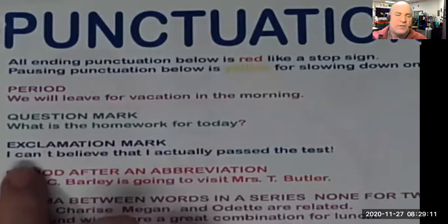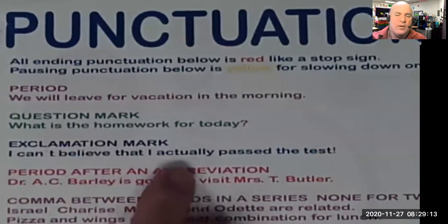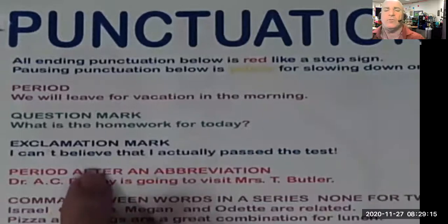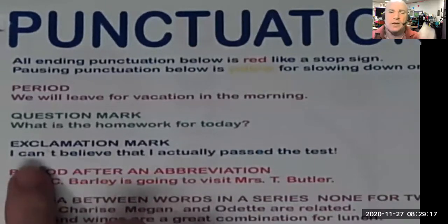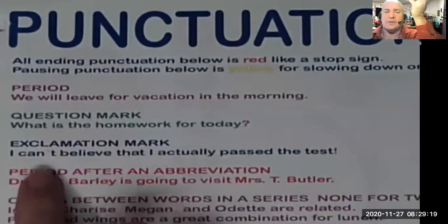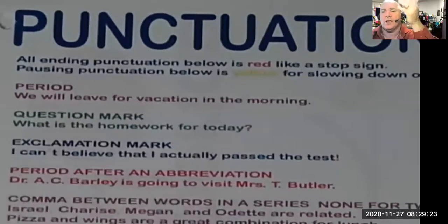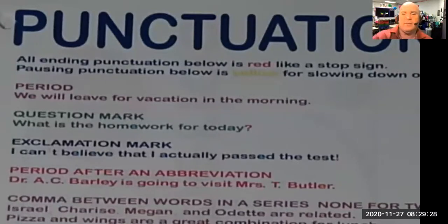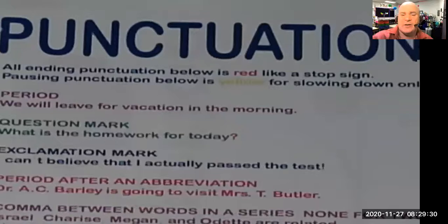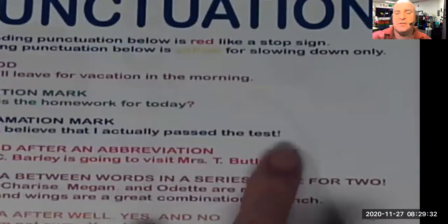So the last one we're going to practice today is emotionally involved. So I'm going to grab my heart down here. Capital, I can't. Why did I toss the ball? Because I see a yellow contraction there. Can not believe that. Capital, I actually passed the test!